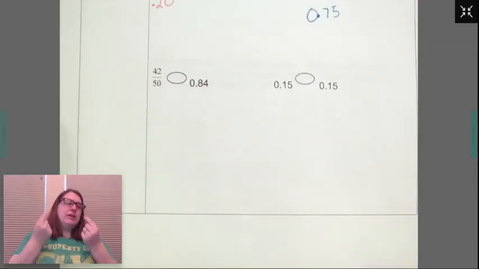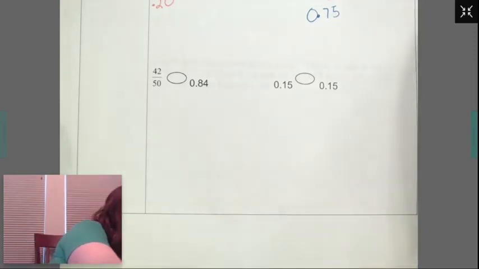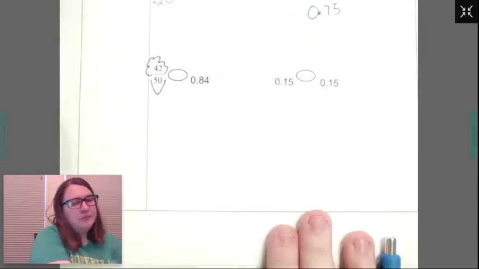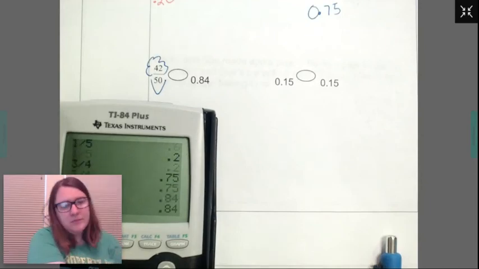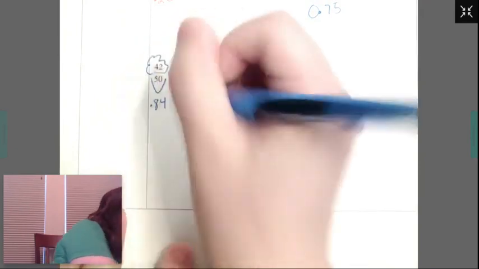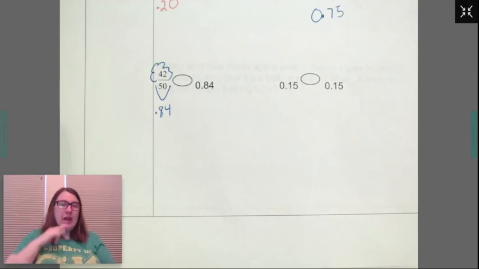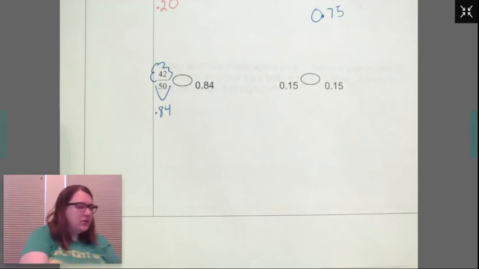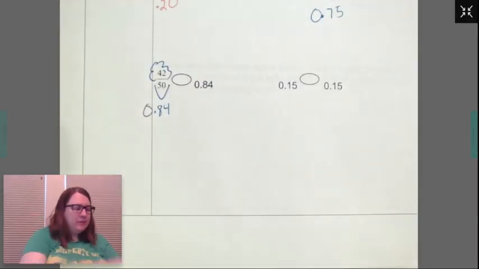Okay, next, what do I do? Change it. Ice cream. Ooh, so I have 0.84 and 0.84. I can add my 0, my placeholder. They're equal.